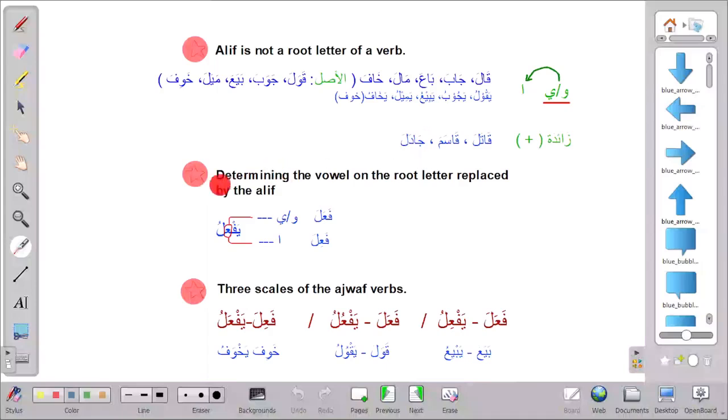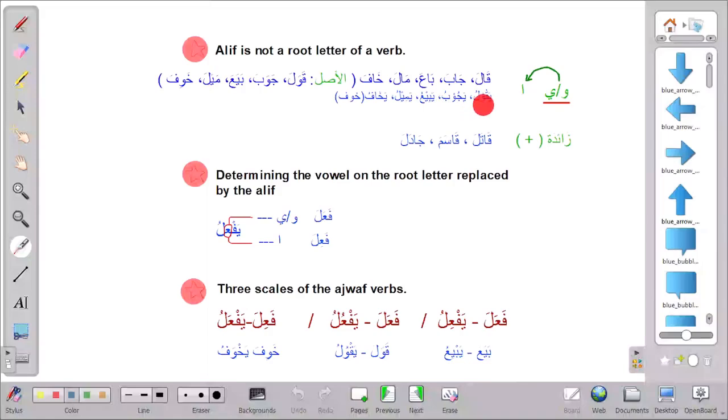So now let's look at determining the vowel on the root letter replaced by the alif. How do I know here is kawala? You see the waw there. Why is the waw having fatha? Why is it not having kesra or damma? Why didn't I say kawila or kawula? Jawaba. Why didn't I say jawiba or jawuba? Okay, but mostly we see fatha. Fatha is mostly taken.